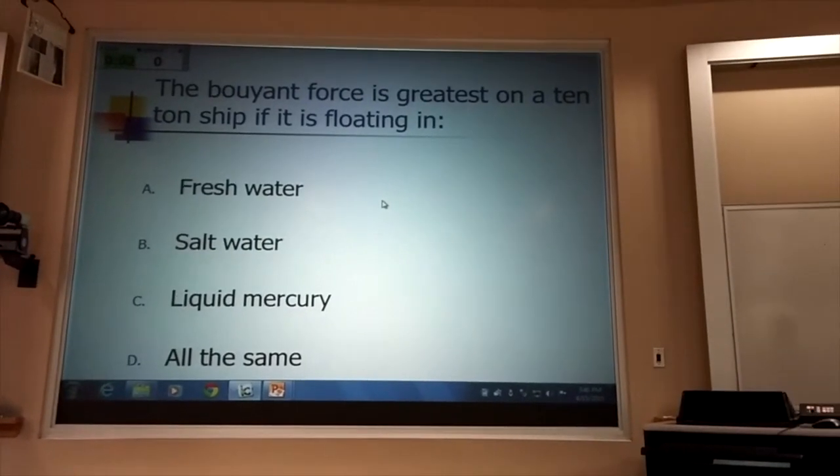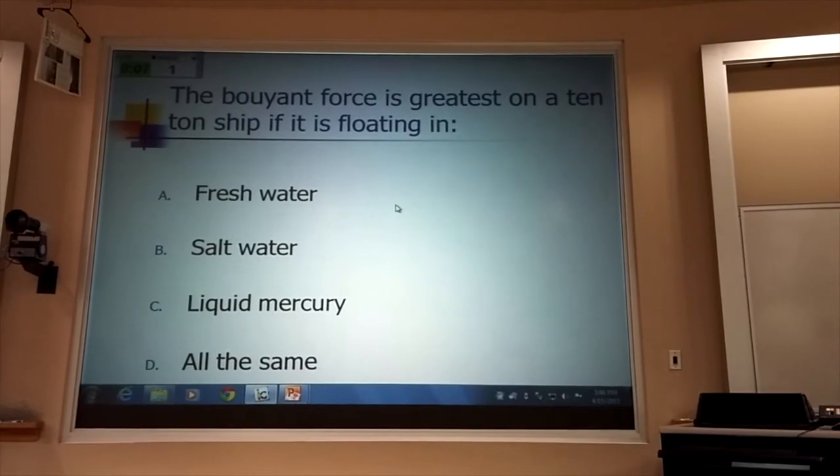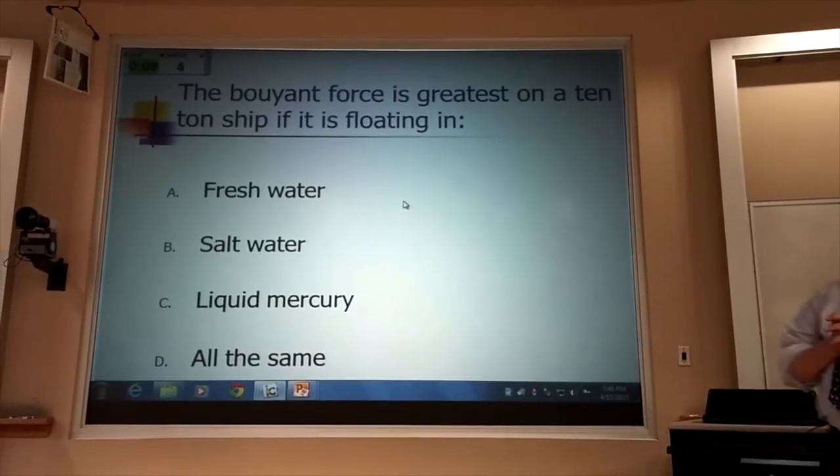The buoyant force is greatest on a 10-ton ship if it is floating in freshwater, saltwater, liquid mercury, all the same.